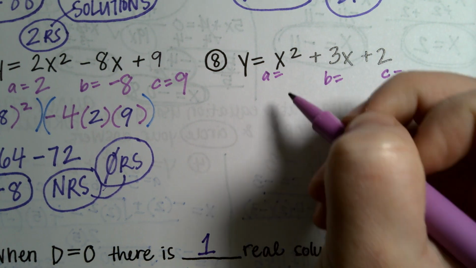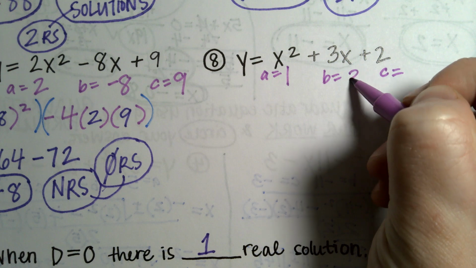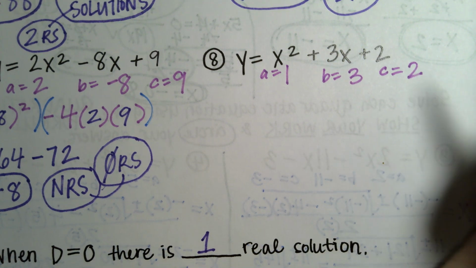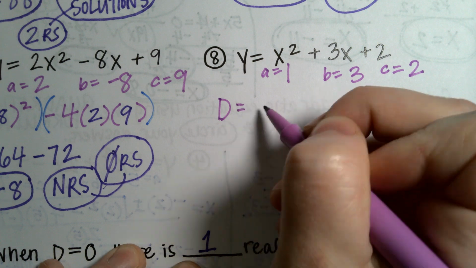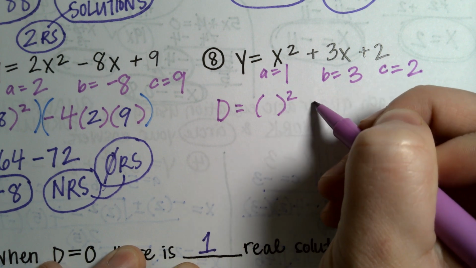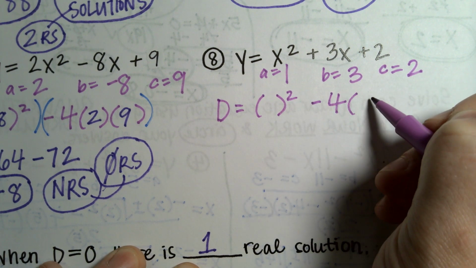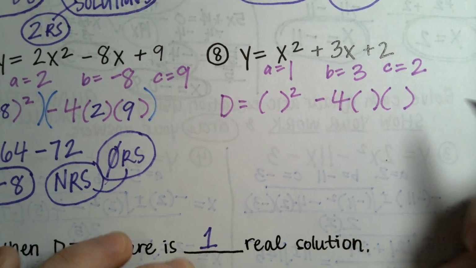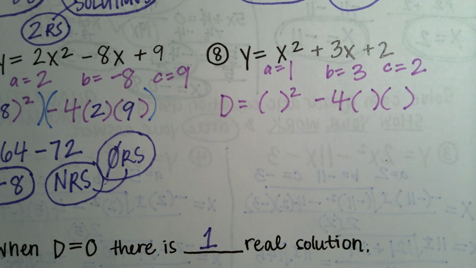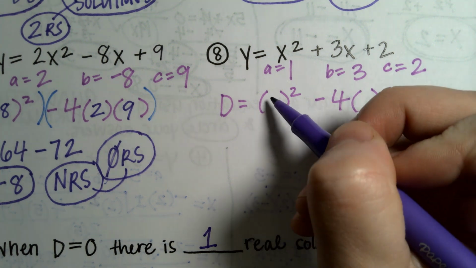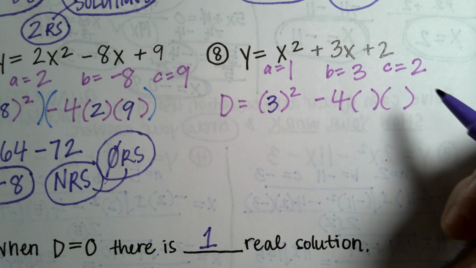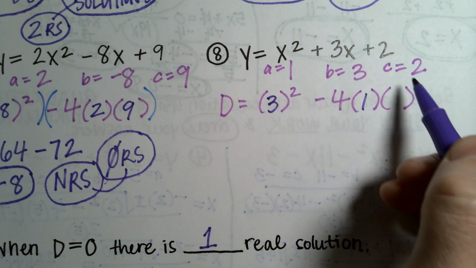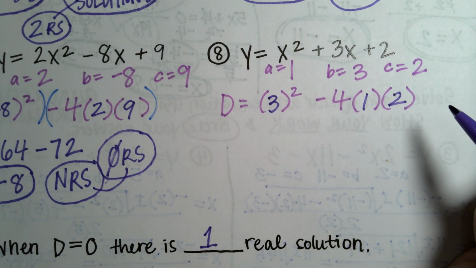Our A, 1. Our B, 3. And our C, 2. Okay. D equals B squared minus 4AC. So first parenthesis, B is 3. 4 times A is 1 times C, that is 2.